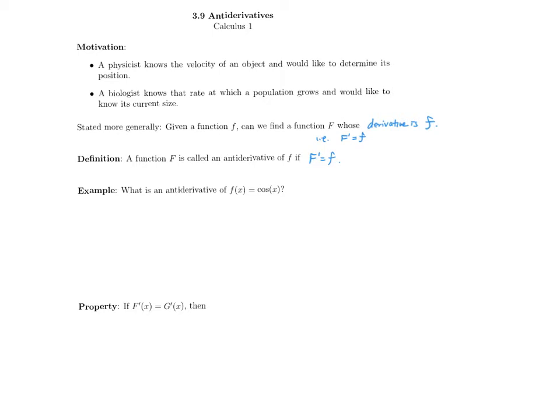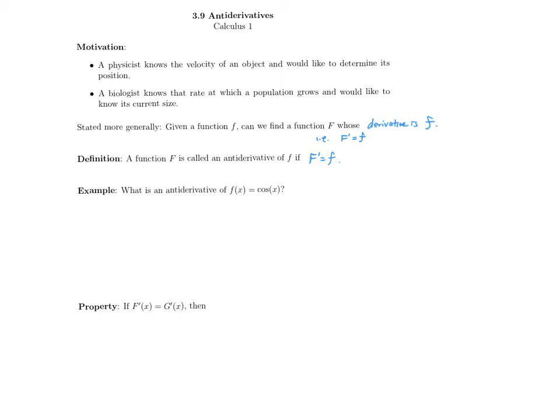So as the name suggests, antidifferentiation is going to involve undoing a derivative. Starting with a function little f, can we find this associated function big F whose derivative is that original function? And the good news is that we have extensive experience this semester working with differentiation, and we should be able to put that knowledge and intuition to work for us.